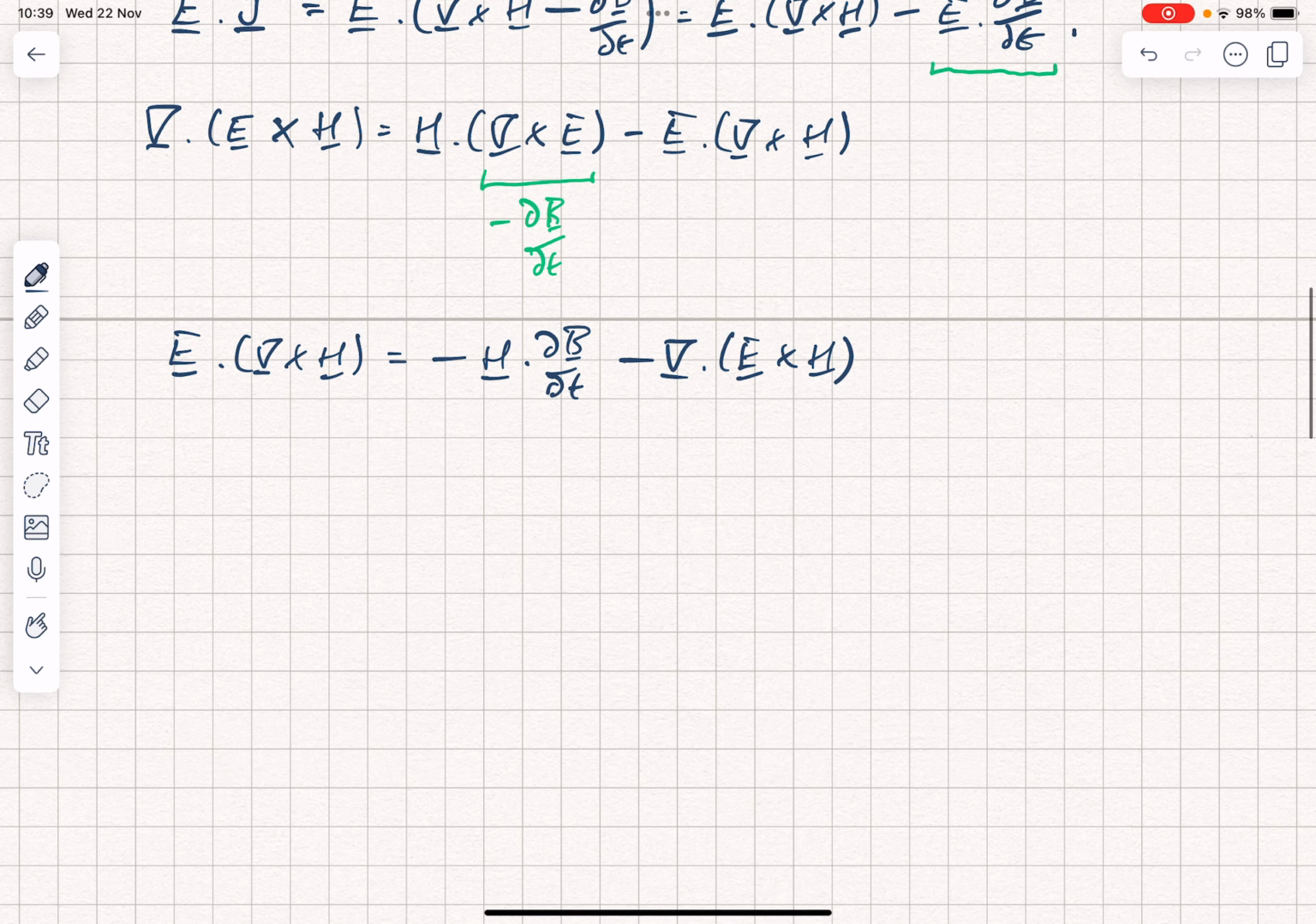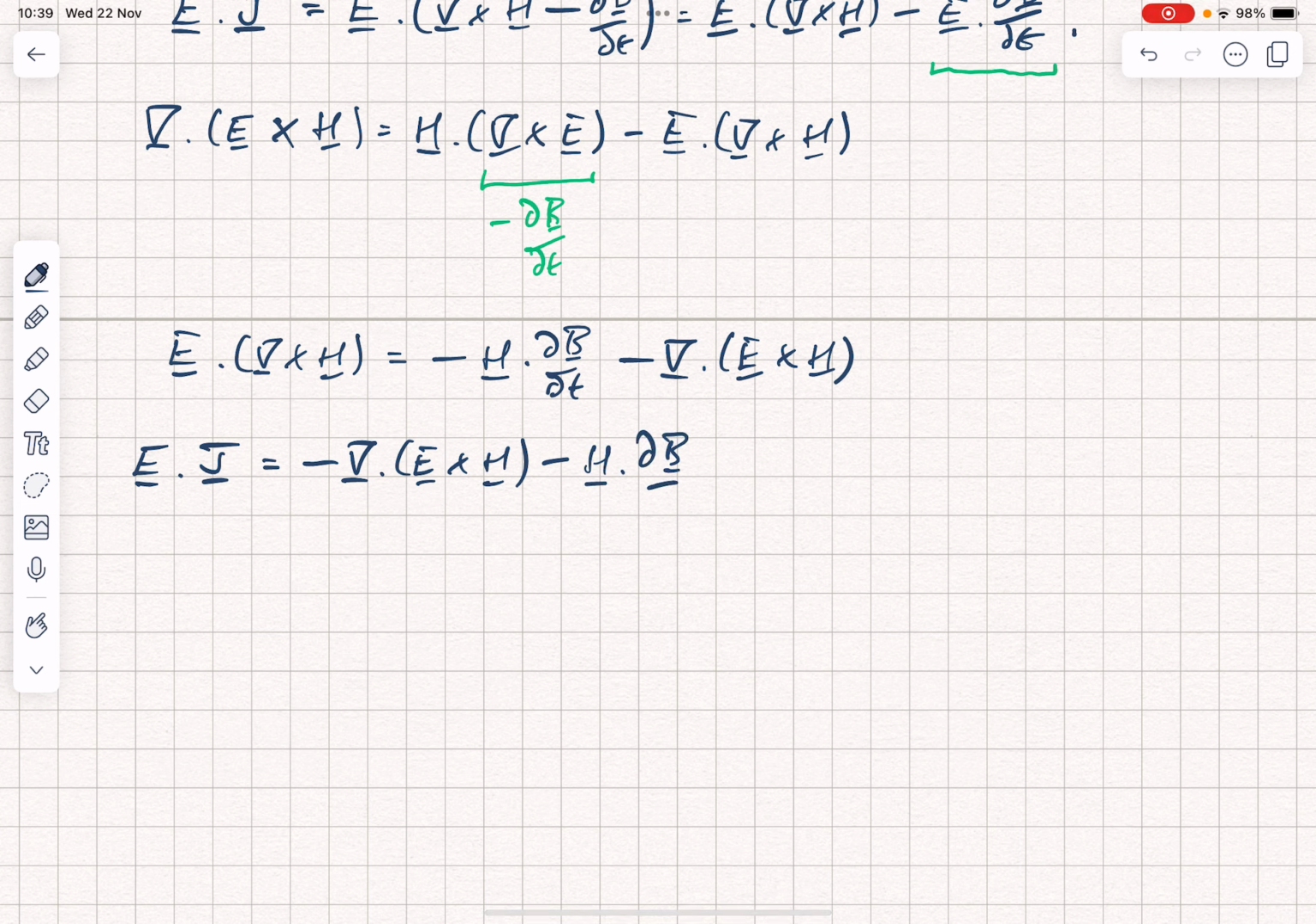So let's return to E dot J. We find that we have E dot J is now given by minus the divergence of E crossed with H minus H dotted with dB by dt minus D dotted with dE by dt. Now, where do we go from here? How do we deal with those derivatives of energy densities? How do we change those?